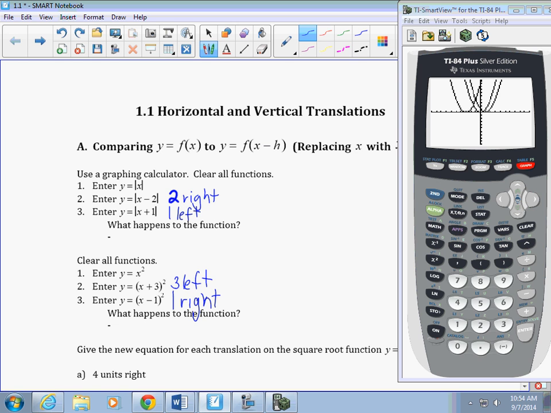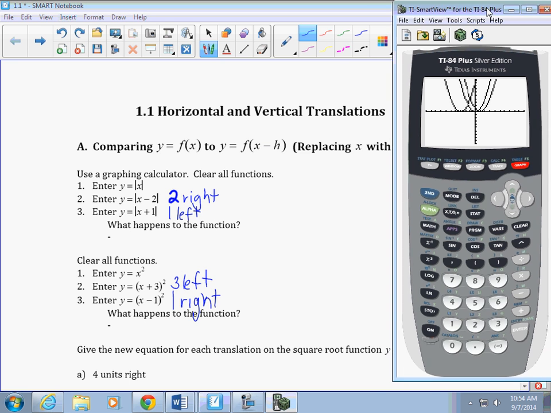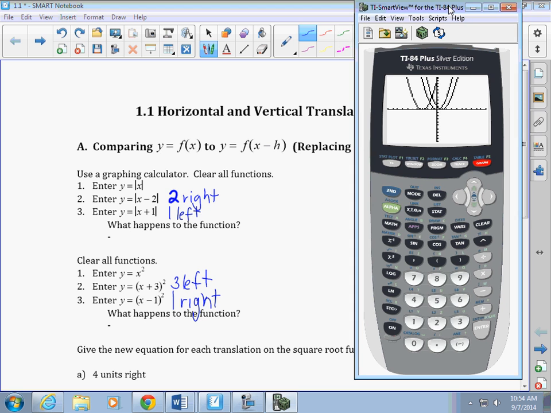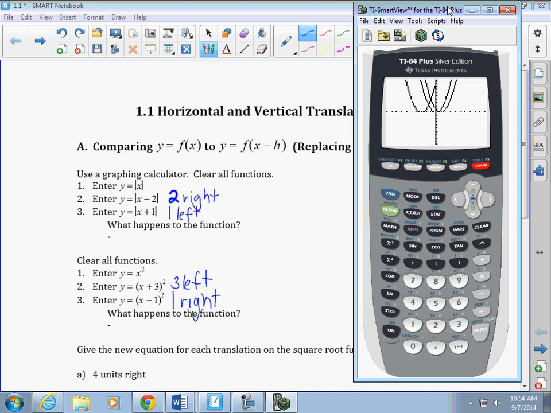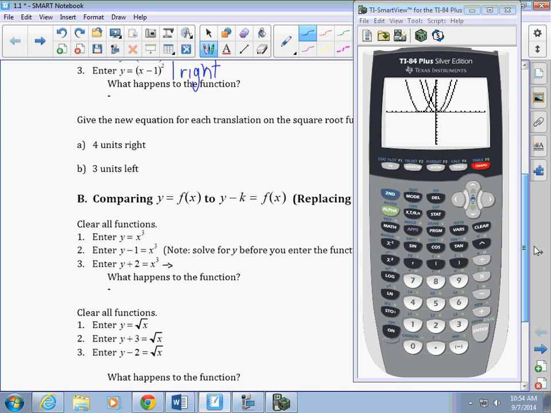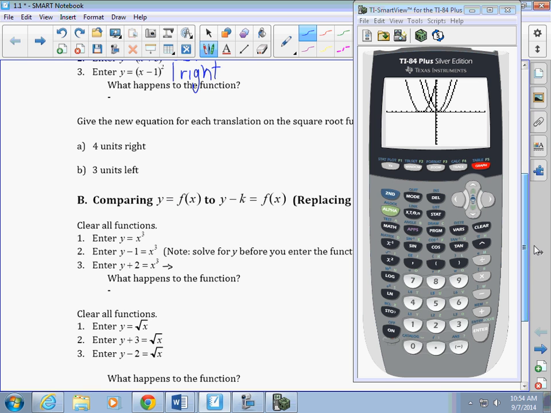So what's happening then is it's going the opposite direction. If it's a positive, it's going to the left. If it's a negative, it's going to the right. None of that should be new to you, because that is what we spent a lot of time doing in Pre-Calc 20 with our quadratic function unit.